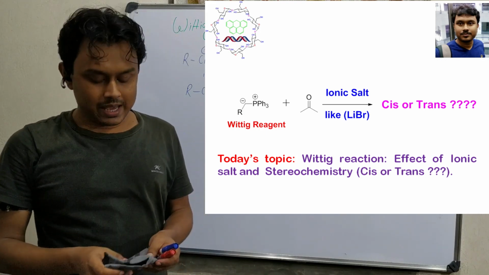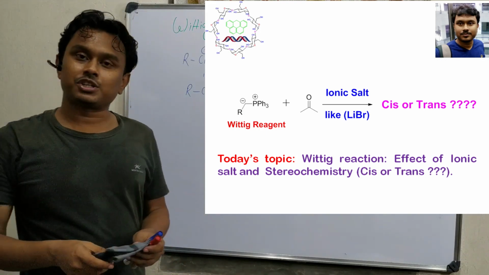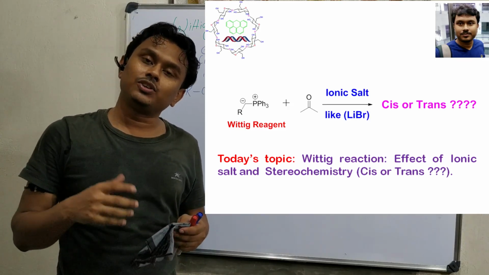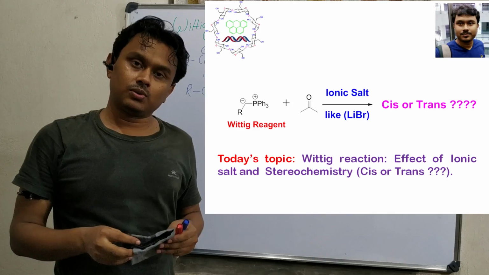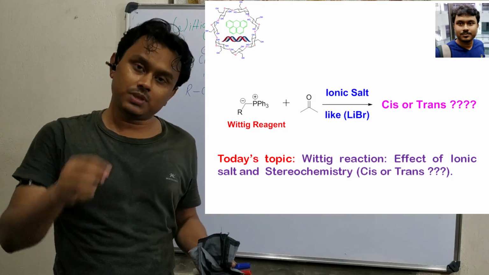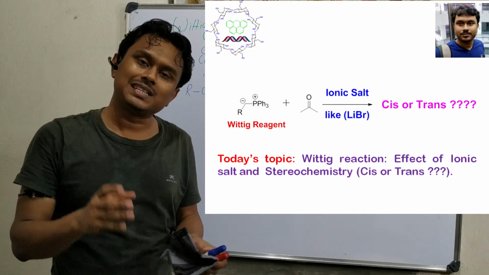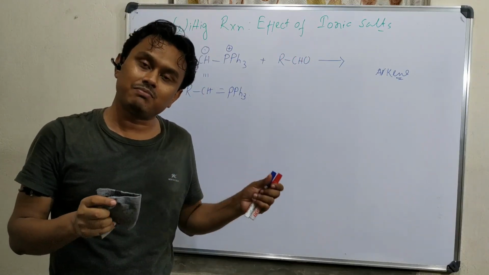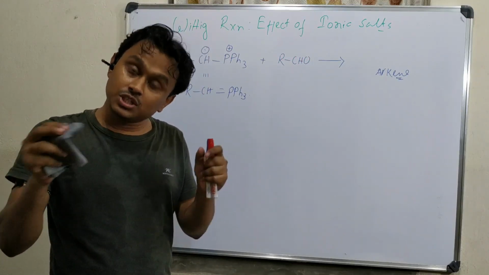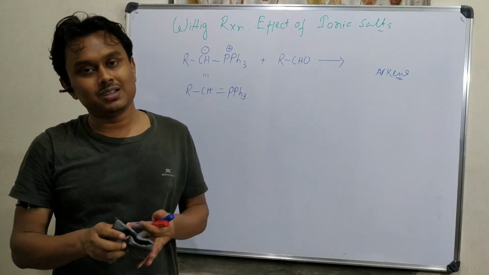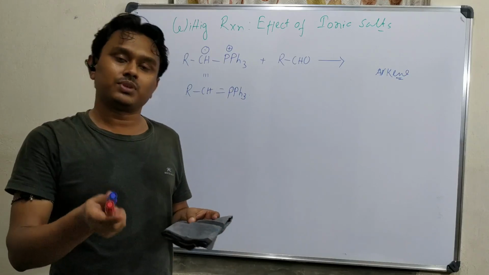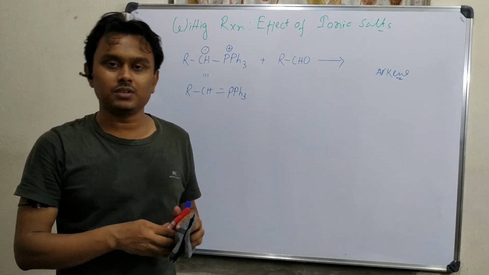Today I am going to explain the Wittig reaction and the effect of ionic salt and one equivalent of additional base. Before this video, I suggest you please read two of my videos. One is the basics of the Wittig reaction, the second is the mechanism. If you understand this mechanism with stereochemistry, then it will be much easier for you to understand; otherwise you will be confused. So first see that video, and after that it will be better if you see this video.